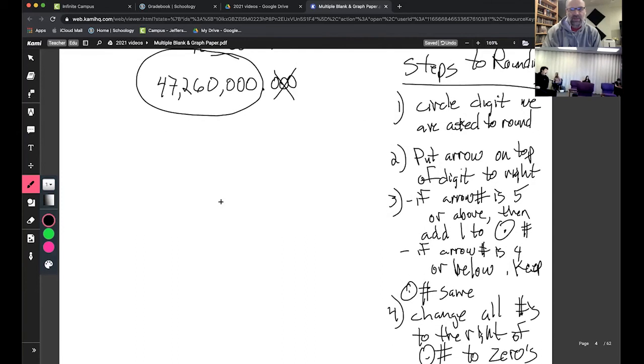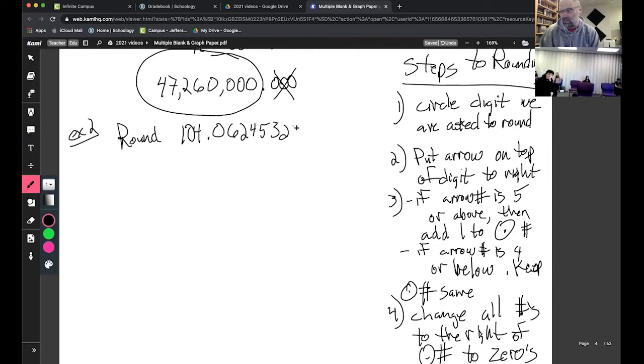All right, let's try another one. Here are our steps to rounding. So I'm going to round this number to the nearest thousandth. Okay, see if you can do that. To the nearest thousandth.